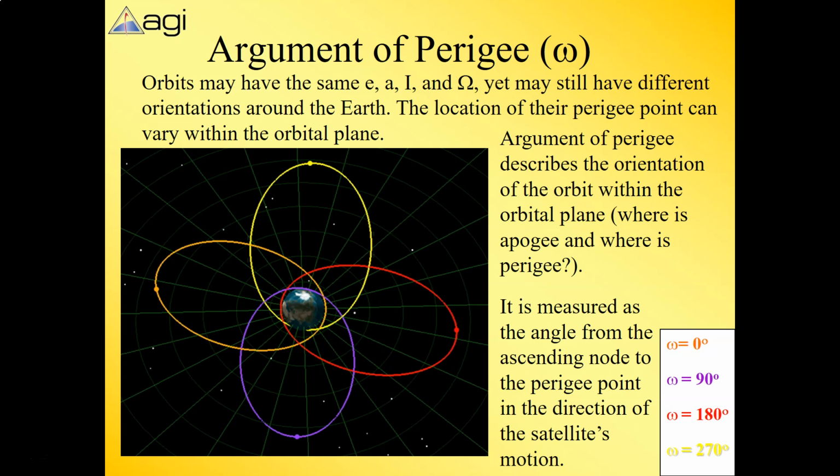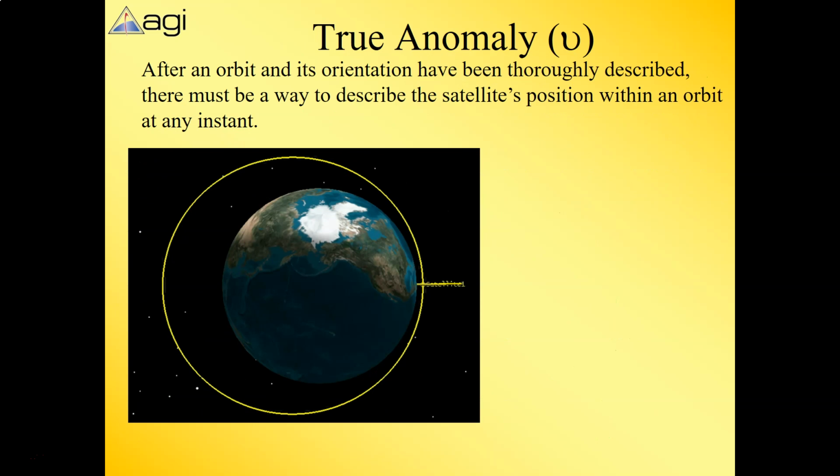We can look at how big the orbit is, and we can look at how the orbit is shaped. Is it highly elliptical, or is it closer to being circular? This leaves us with the very final element, the sixth one, true anomaly. After an orbit and its orientation have been thoroughly described in these 5 ways, there must be a way to describe the satellite's position within an orbit at any instant.